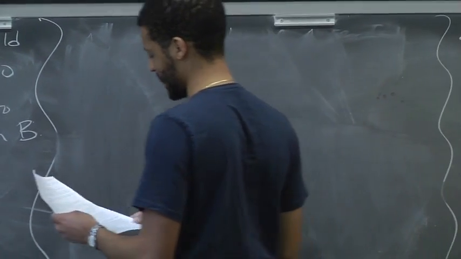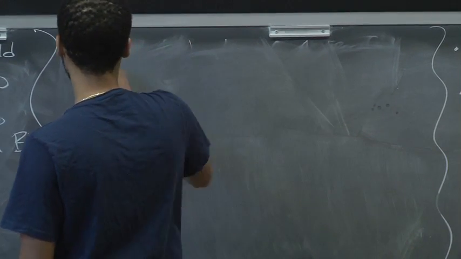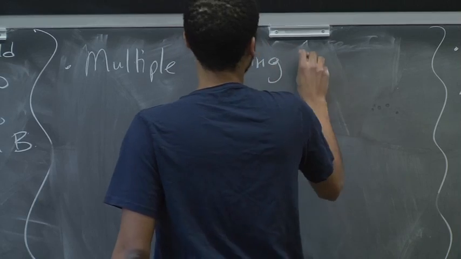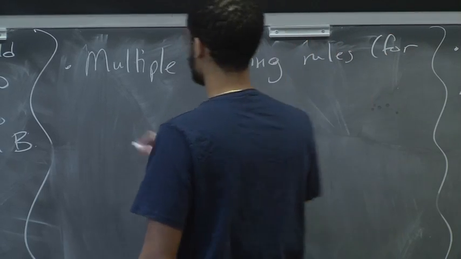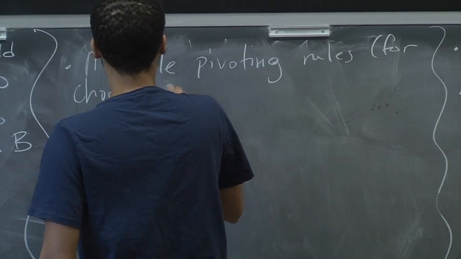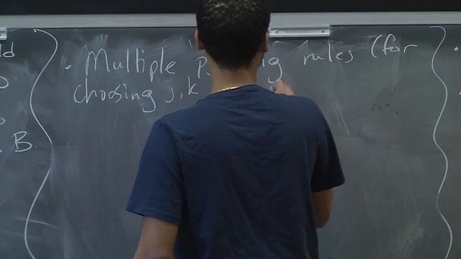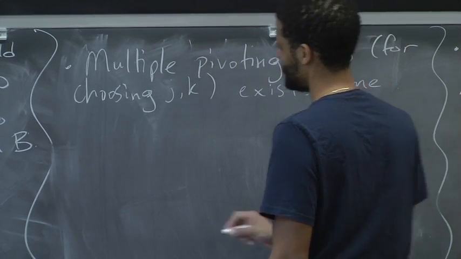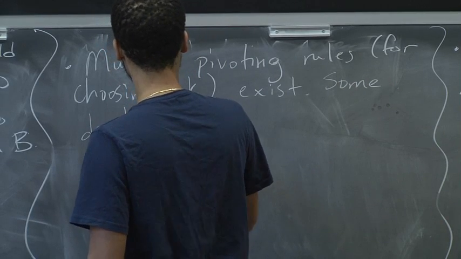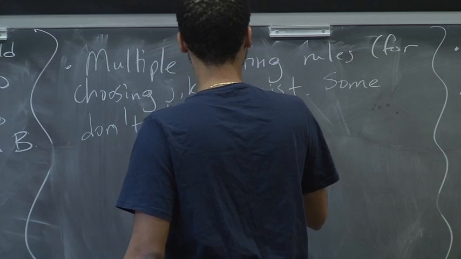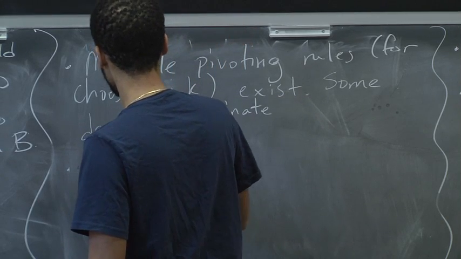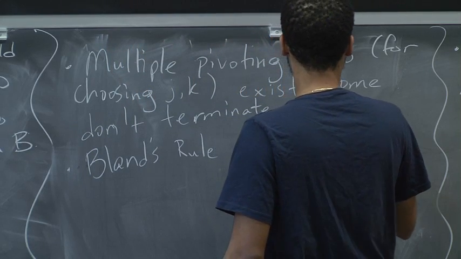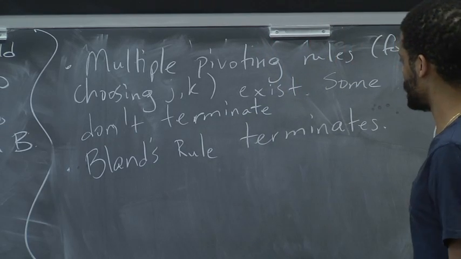this thing is called Bland's rule. Multiple pivoting rules for choosing j and k exist. Some don't terminate if you're not careful. But Bland's rule terminates. So what is Bland's rule?